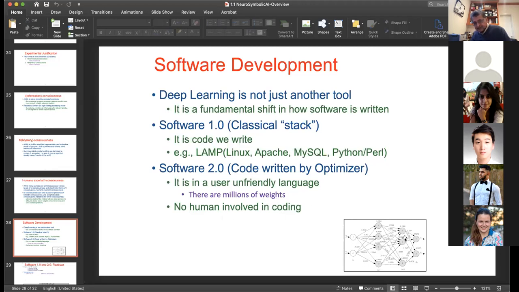It's got all these numbers. This is a neural network code here. There is no human involved in any of this coding. It was just a machine learning program that learned all these weights.